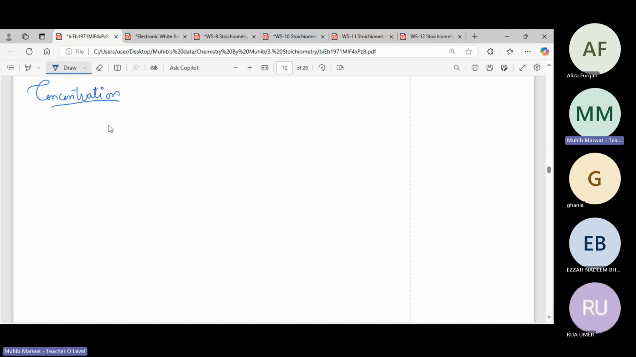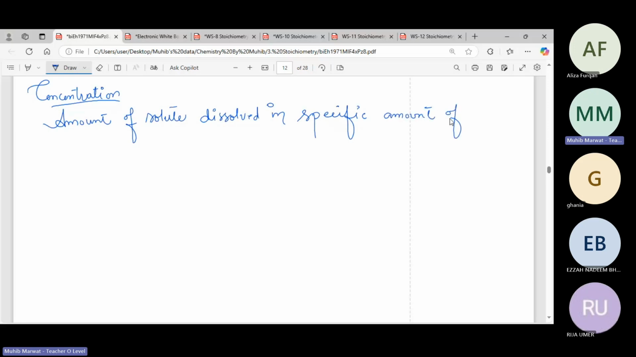Concentration is basically the amount of solute dissolved in some specific amount of solvent or solution, right? For example, we have solute, solvent, and solution. Should I revise it again, or is it clear? It's clear, I think. Excellent.